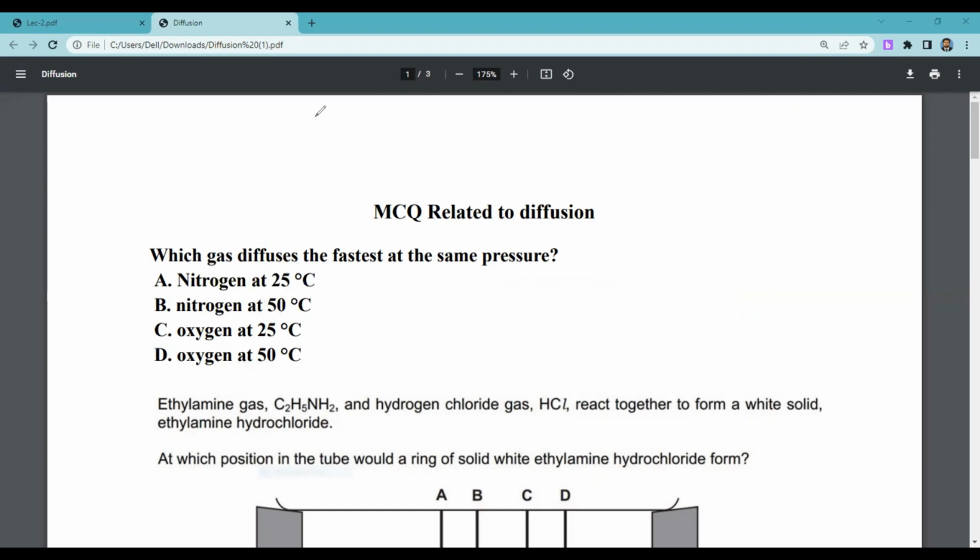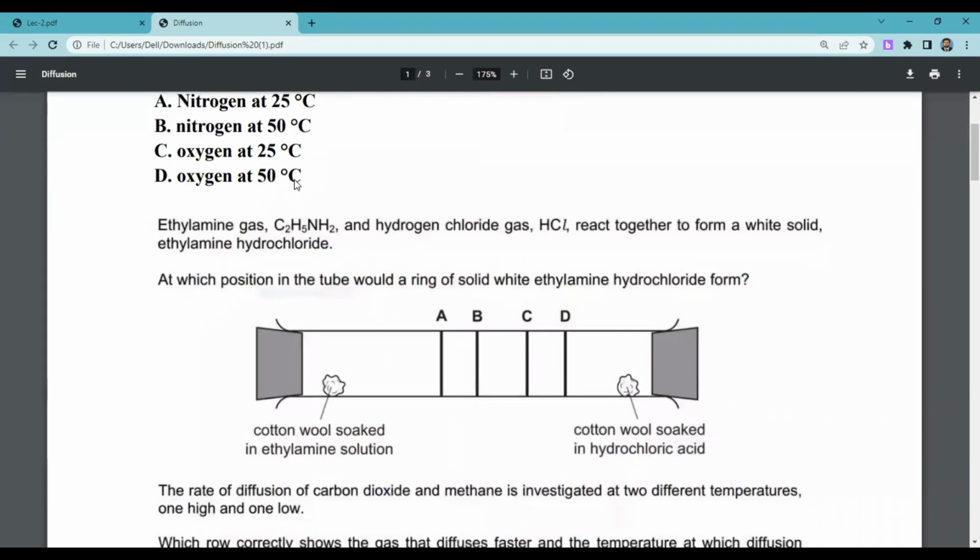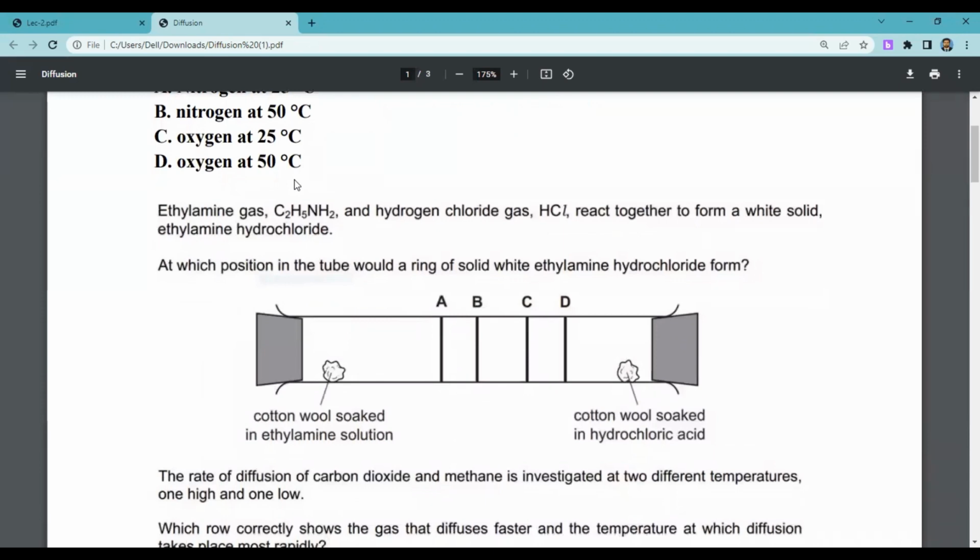Now comes the next question. The next question is, ethylene amine gas and hydrogen chloride gas react together to form a white solid, ethylene amine hydrochloride. At which point in the tube will the white solid ethylene amine chloride form? Look at the molecular mass of these substances. The molecular mass of ethylene amine gas is almost 44 gram per mole, while the molecular mass of HCl is 36.5 gram per mole.